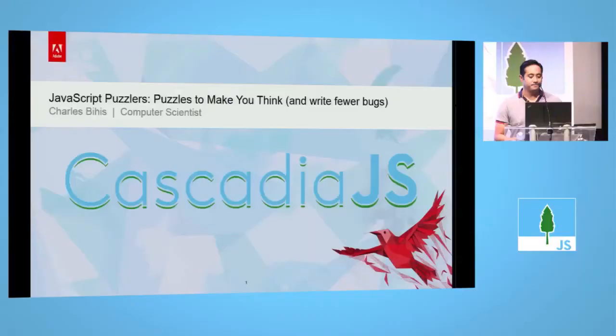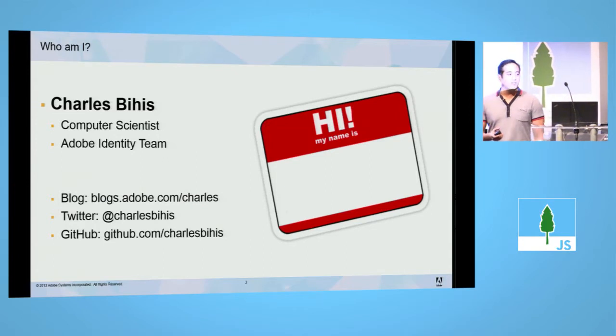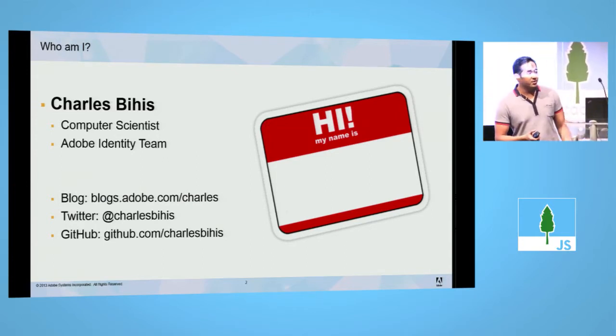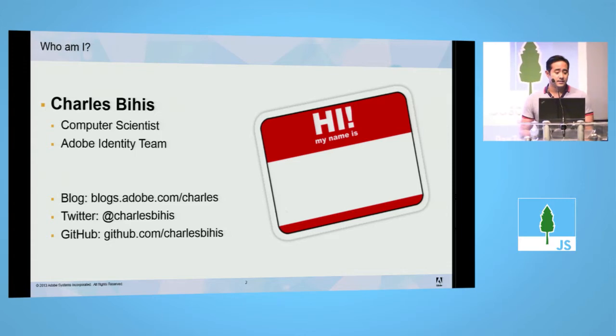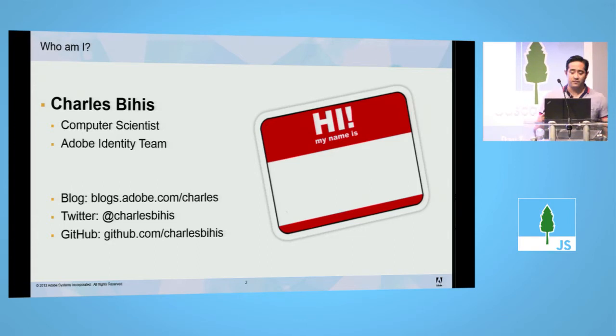Let me give a little intro about myself before I start. As Alan said, my name is Charles. I work with Adobe, actually with the identity team. Interestingly enough, I don't really do a whole lot of front end, at least not now. I work mostly in the back end, but in a previous life, I used to do a whole lot of ECMA stuff. Anyway, I have 3 points of contact. You can reach me on my blog, my Twitter, my GitHub. So feel free. I love hearing from everyone.